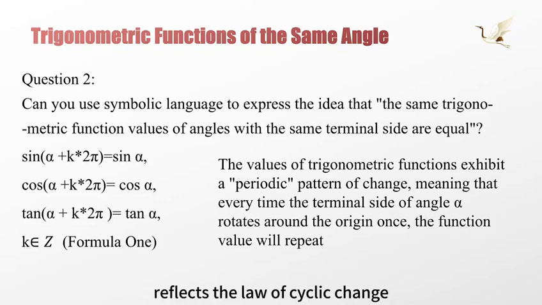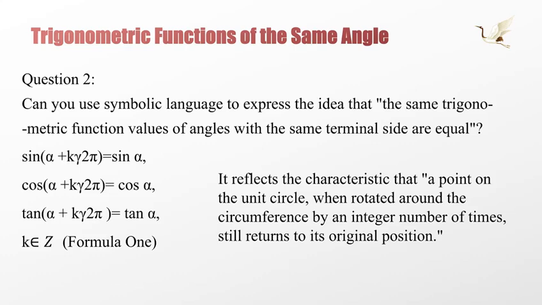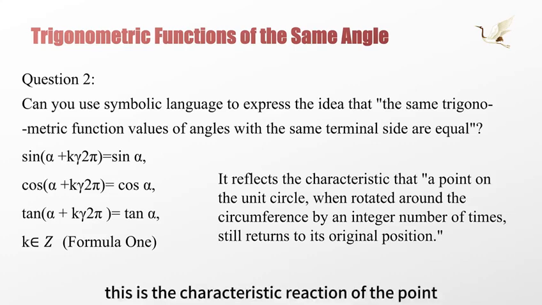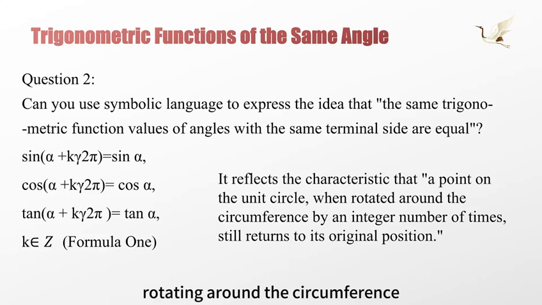Formula 1 reflects the law of cyclic change of trigonometric functions. That is, the function value will repeat every time the terminal edge of the angle alpha rotates one full turn around the origin. This reflects the characteristic that a point on the unit circle rotating around the circumference for an integer number of circles still returns to its original position.